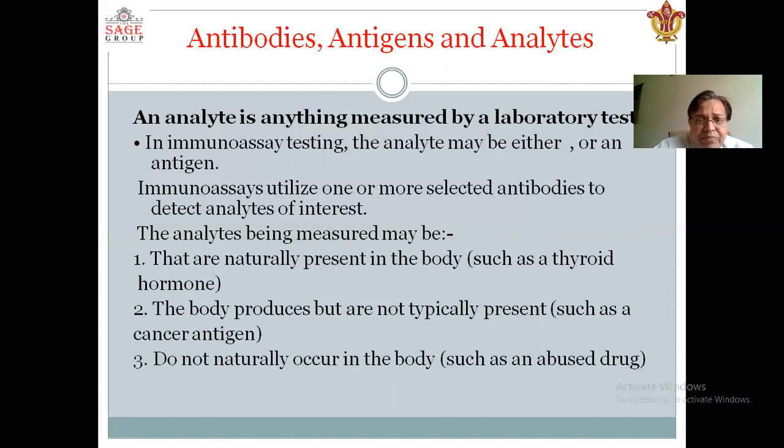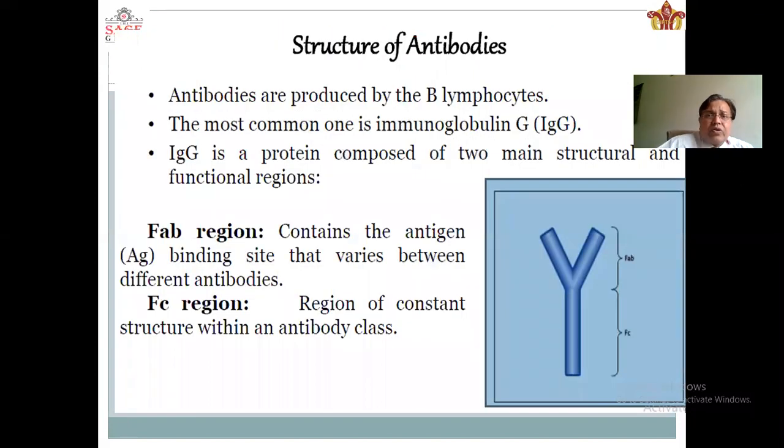The analytes being measured may be, number one, those that are naturally present in the body, such as thyroid hormones. Number two, those the body produces but are not typically present, such as cancer antigen. Number three, those that do not naturally occur in the body, such as drugs of abuse. These are the analytes measured.